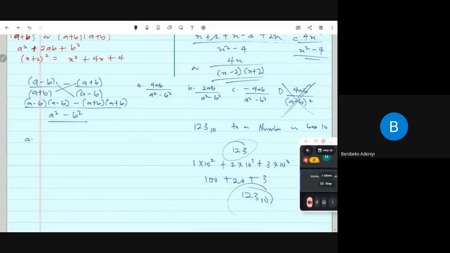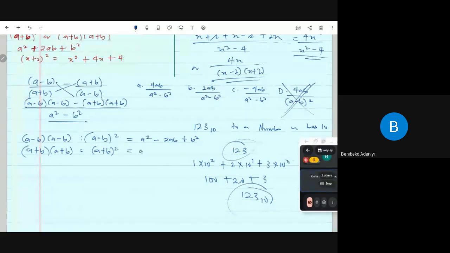Now, A minus B is the same thing as A minus B all squared. Then A plus B, same thing as A plus B all squared. If you have A minus B all squared, the answer is A squared, minus 2 times A times B, that's 2AB, plus B squared. This one here will be A squared plus 2AB plus B squared. Now, let me tell you guys something here.